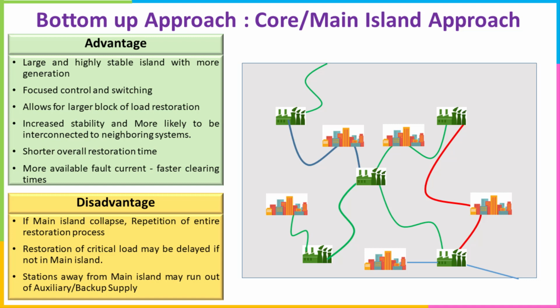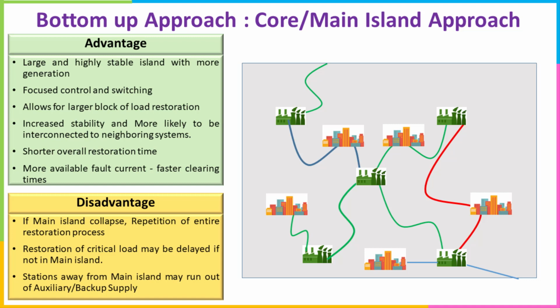So what will happen is that there may be a load at another substation, quite far away from this particular generation complex, and then they may get delayed. The restoration of those loads may get delayed. And apart from that, the substations or generating plants which are quite far away from this particular highly stable island, their auxiliary supply may get completely drained out.